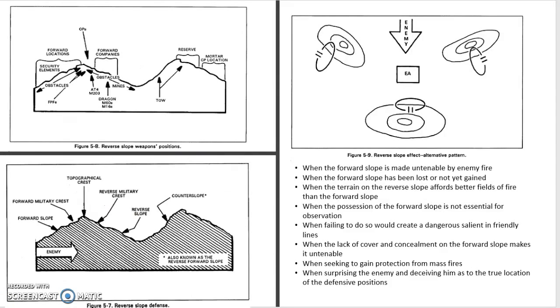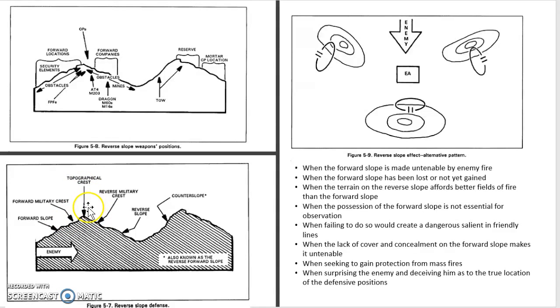The last one we're going to go over is the reverse slope defense. This is going to be a little funky, but let's give it a try. So let's look at this bottom picture. You have the enemy approaching from the west to the east. You have the outline of, looks like, a couple of hilltops. So let's just go from west to east. This part of the mountain is a forward slope. And then they're calling this a forward military crest. So it's probably just a good area in that mountain slope where maybe you can set up something usable by your military unit.